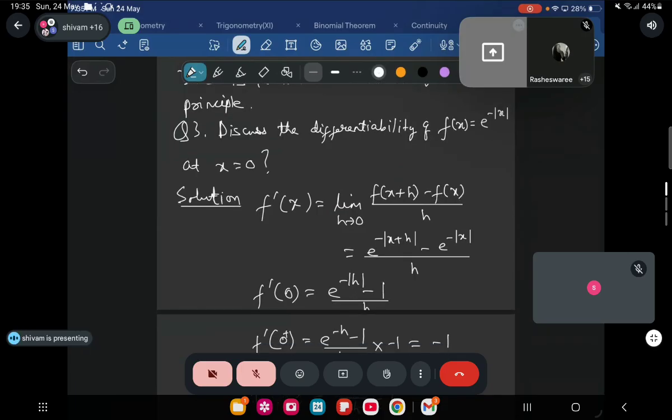Then when it's less than 0, it was coming as f of x equal to e to the power x. And so when we substitute LHD, that becomes e to the power minus h minus 1 by h. When you substitute LHD, that's x minus h. No, it will become e to the power h minus 1, na? Because you are in a different branch at x tends to 0 minus.